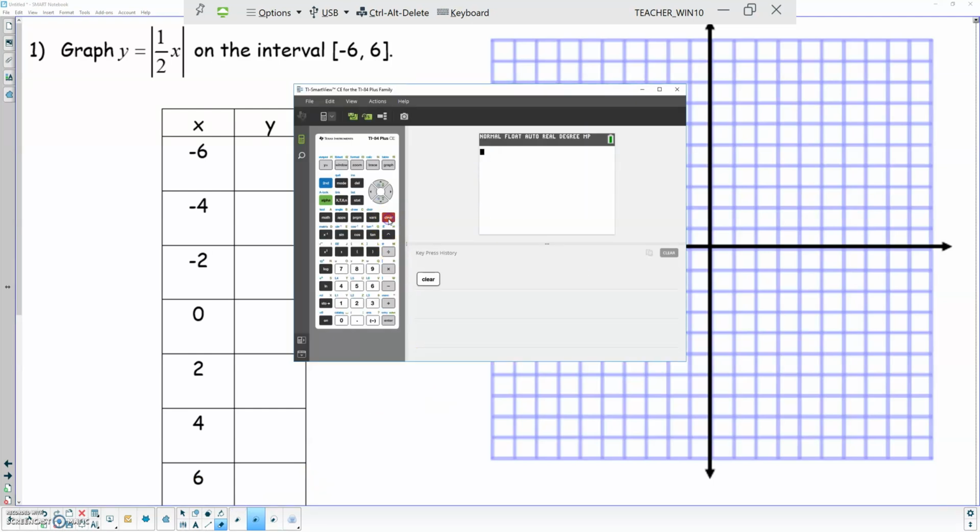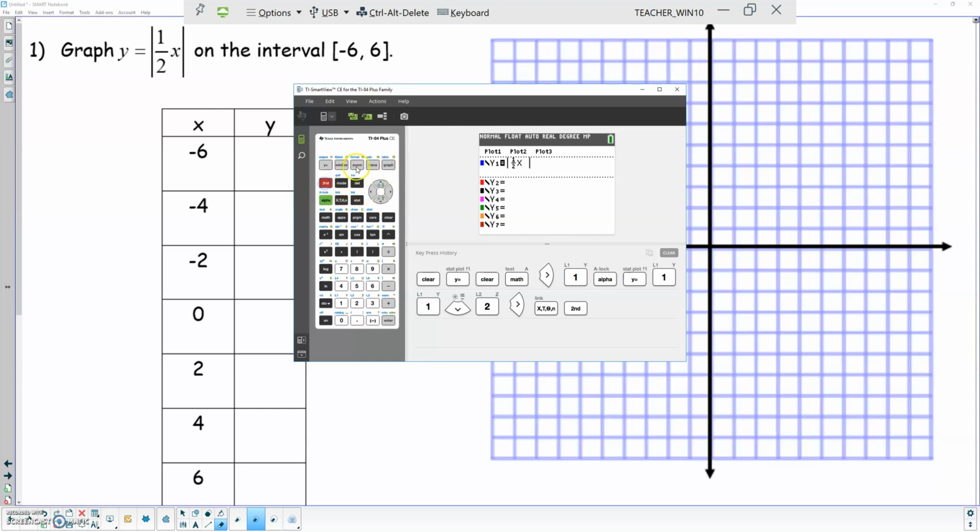Okay, so I'm going to clear what I have in my calculator. All right, in y1 we're going to type in the absolute value of 1/2 x. So I go to math, scroll over to number, choice number 1. So alpha y equals (1/2 x). All right, so I'm going to do second graph.